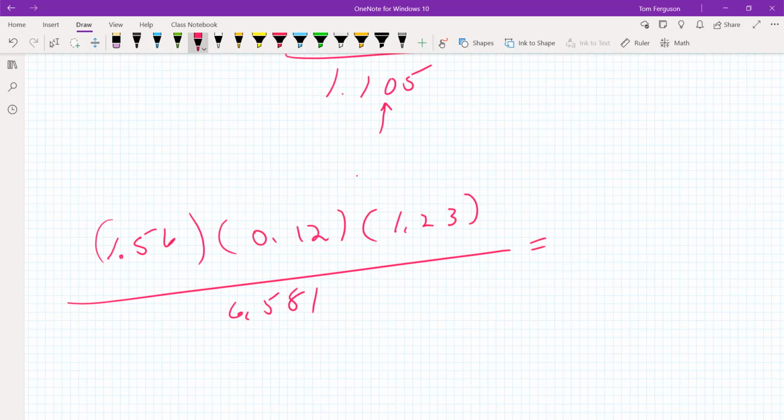So here we have a problem with multiplying on the top, dividing on the bottom. Whenever you see a fraction, the bottom is really a division problem. So we're dividing the answer up here by 6.581. Okay, so what we're going to do is we're going to go 1.56 times 0.12. Do I need to put the zero in? No, don't put the zero in. Just put 0.12. Now, if you're OCD, put the zero in. Times 1.23.